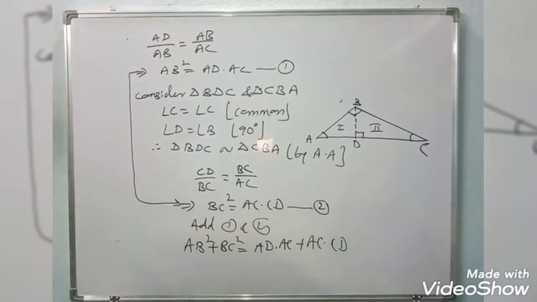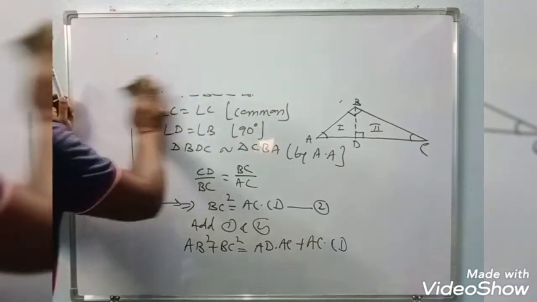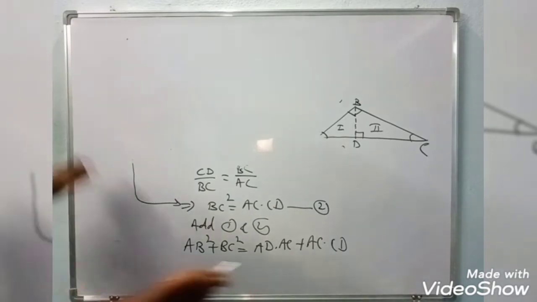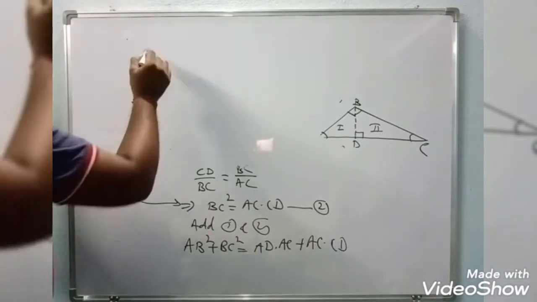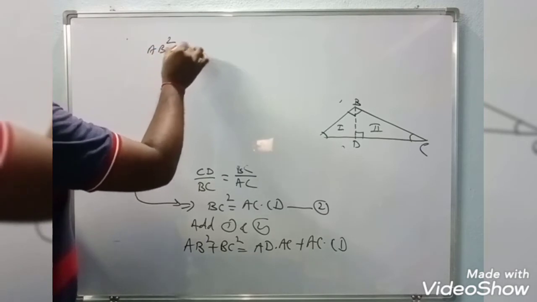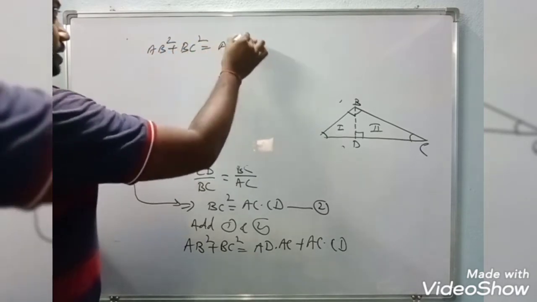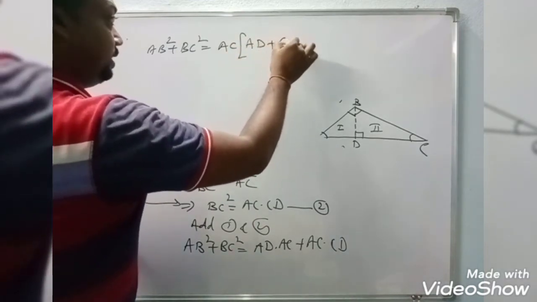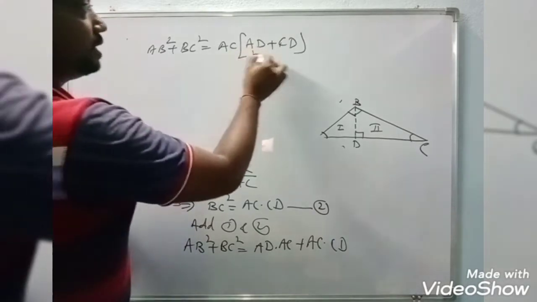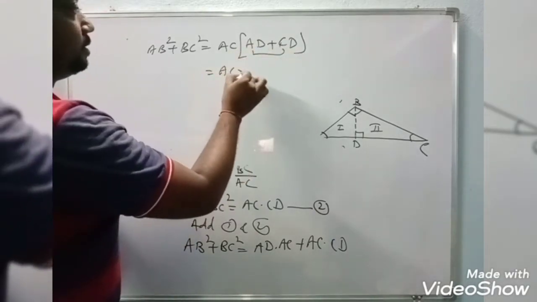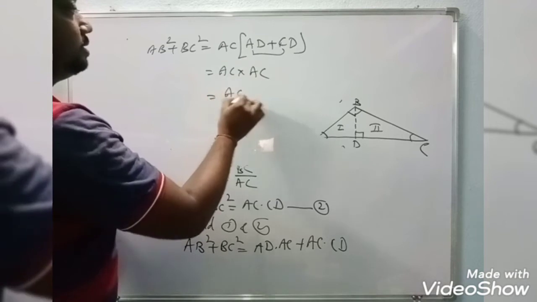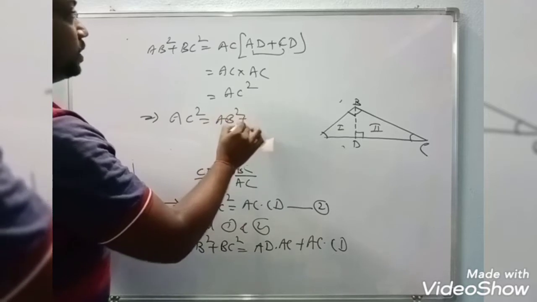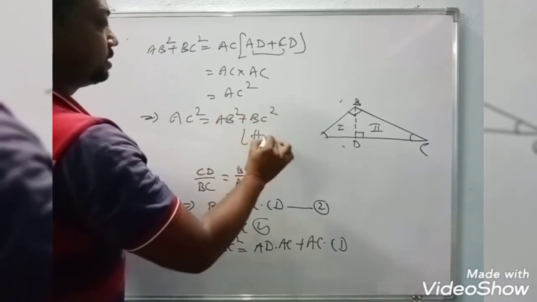Next after that, here you have AC common, so I can write this one as AB square plus BC square is equal to AC is common, so what is left here? AD plus CD, right? Now here AD plus CD, it's nothing but AC into AC. So AC into AC is AC square. So we have proved that AC square is equal to AB square plus BC square. That is hence proved.